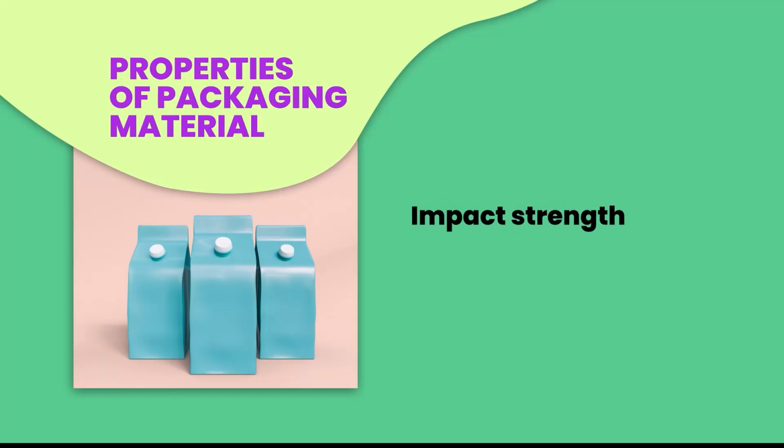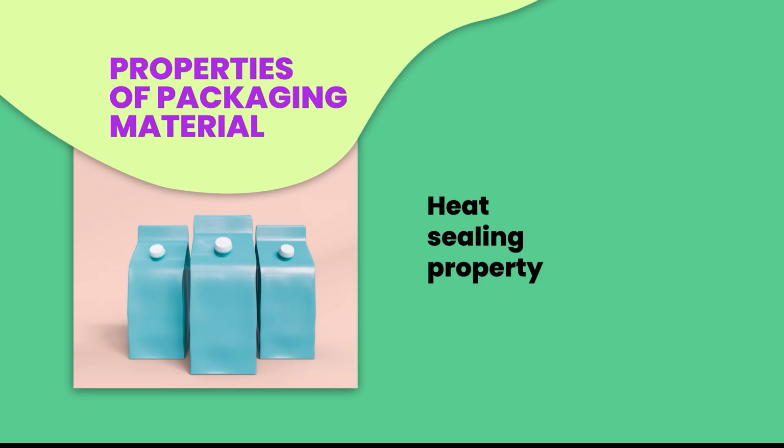Then other properties are bursting strength, impact strength, tear strength, stiffness, thickness or specific density, and the heat sealing properties. These are also very important while we are selecting the packaging material for different types of food product.